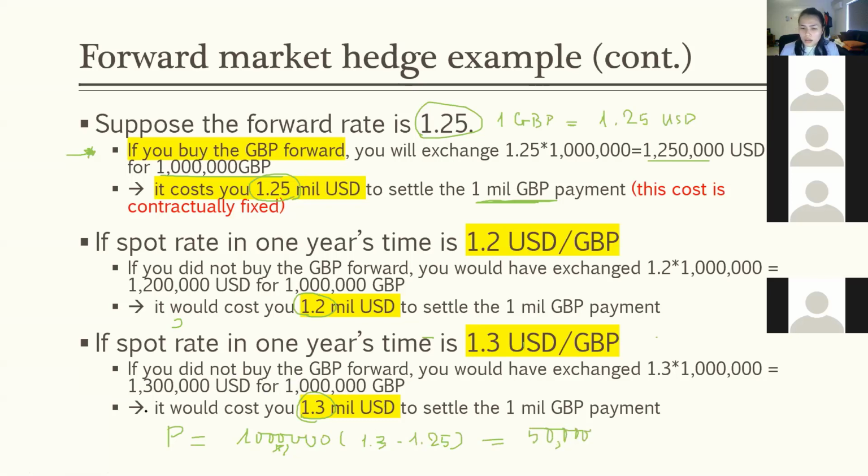So in this case, with the forward contract that we entered into before, the payoff of the forward contract is going to be $50,000. So that will offset the extra costs that you have to pay in the underlying market, which means that overall, your overall cost of this transaction is also 1.25 million USD.